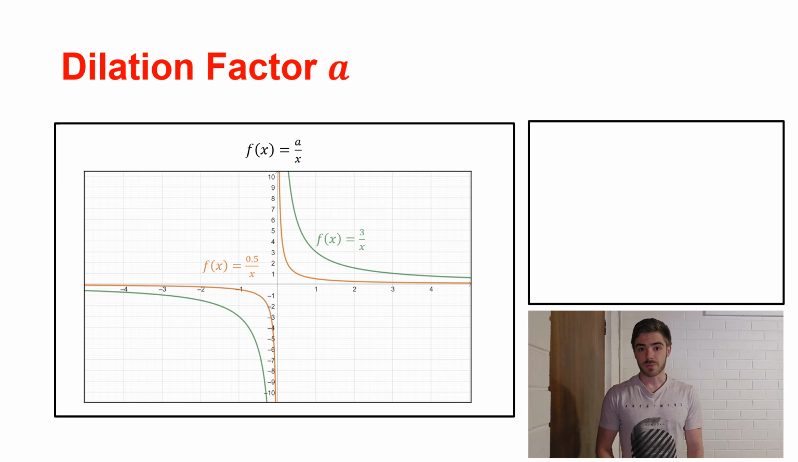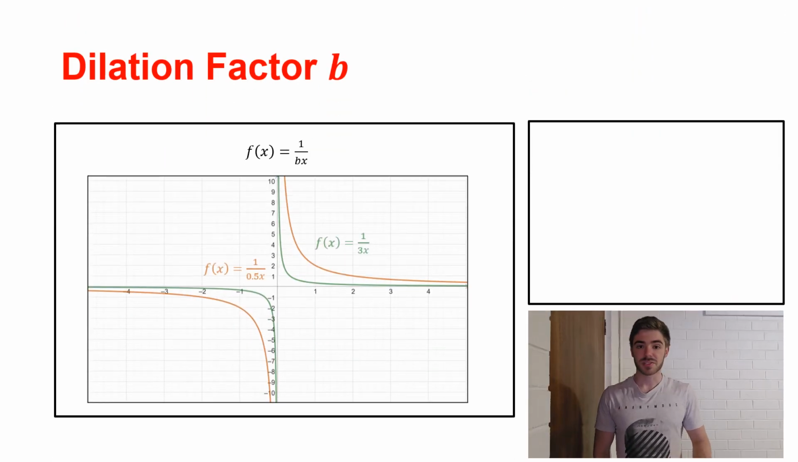The a term in the numerator is a dilation factor from the x. It's responsible for stretching the graph vertically. If a gets larger, then the curve goes further away from the axes. If a gets closer to 0, then it gets closer to the axes.